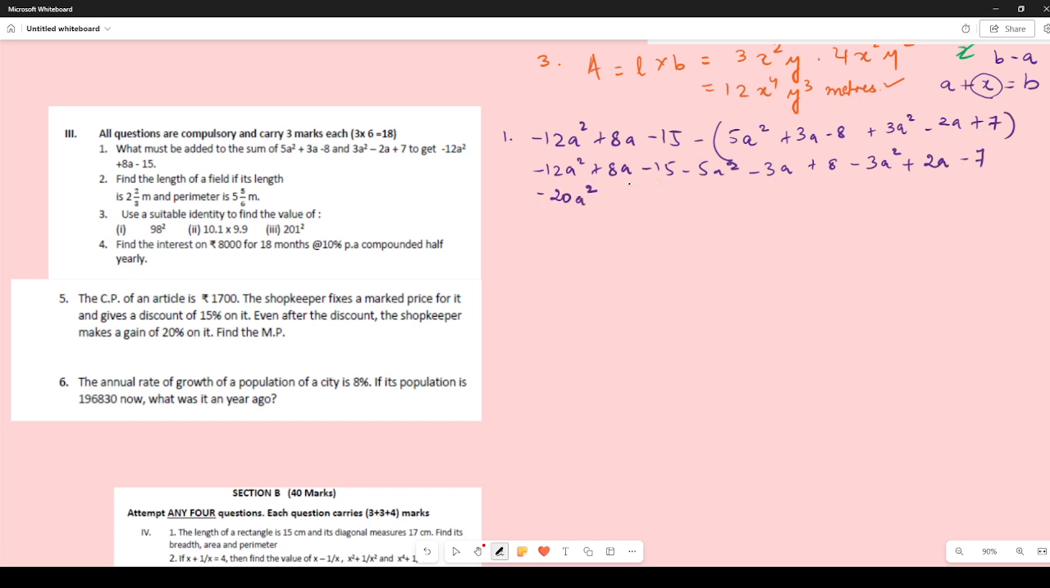Now let us take up the a's. Plus 8a minus 3a plus 2a. So 10a minus 3a makes it plus 7a. Minus 15 plus 8 minus 7. Minus 15 minus 7 is minus 22. Minus 22 plus 8 is minus 14. So that should be your answer.